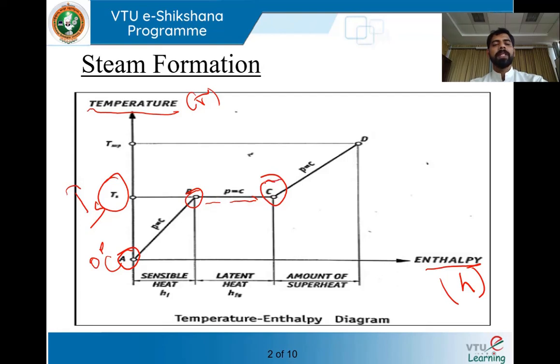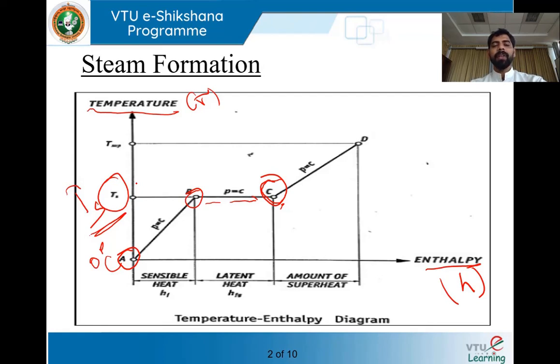By the time we reach point C, all the water particles which were there at point B would have been converted into vapor particles. And this vaporization, converting water particles into steam particles, will take place at constant temperature. What is the temperature? The saturation temperature. So once the water reaches point B, that is saturation temperature, the water and the heat supplied to the water will be at thermal equilibrium. They are saturated with each other.